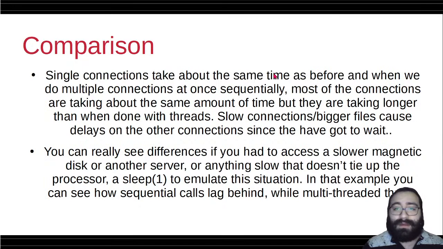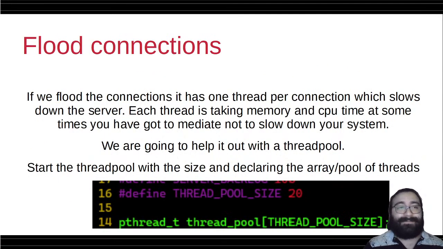All right. Multiple connections are taking about the same time, but now they're taking longer than when done with threads. Slow connections, like a bigger file, cause delays on the other connections since they have to wait. You can really see the difference if you have access to a slower magnetic disk or another server, or anything slow that doesn't tie up the processor. Add a sleep of 1 to emulate this situation. In this example, you can see how sequential calls lag behind while multithreaded thrive.